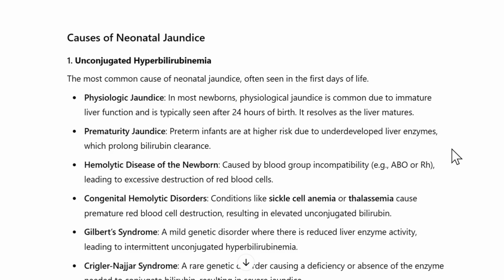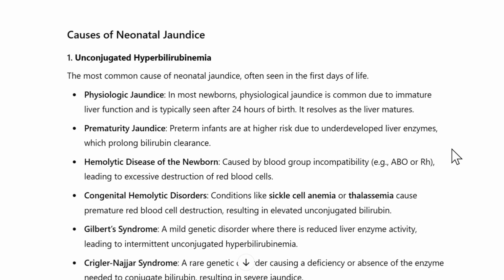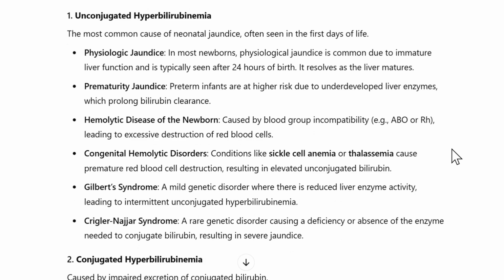Prematurity jaundice. Preterm infants are at higher risk due to underdeveloped liver enzymes, which prolong bilirubin clearance. Hemolytic disease of the newborn, caused by blood group incompatibility, e.g. ABO or Rh, leading to excessive destruction of red blood cells.